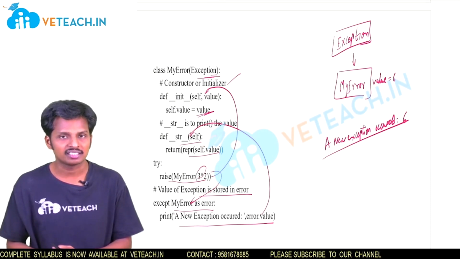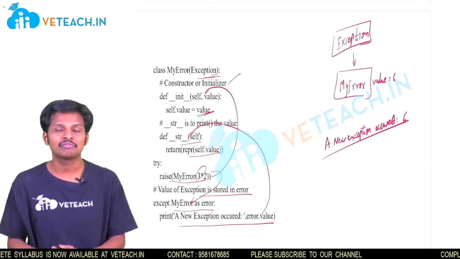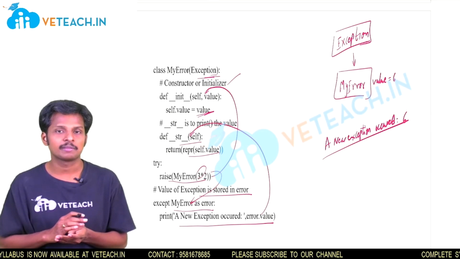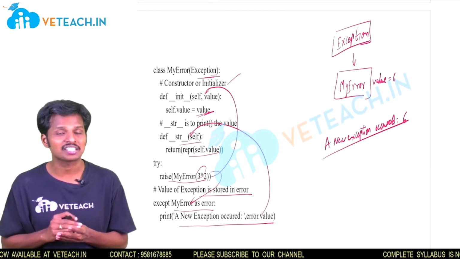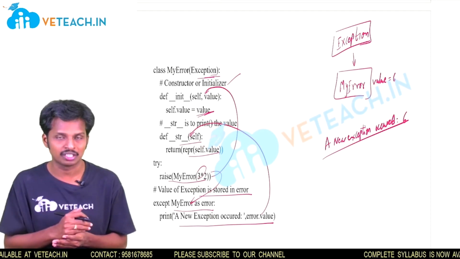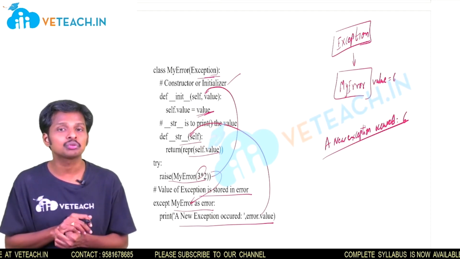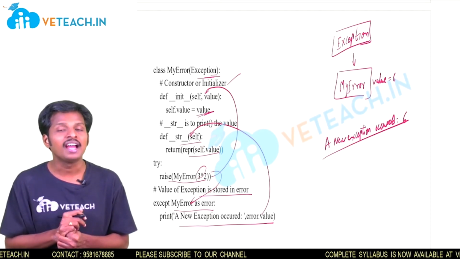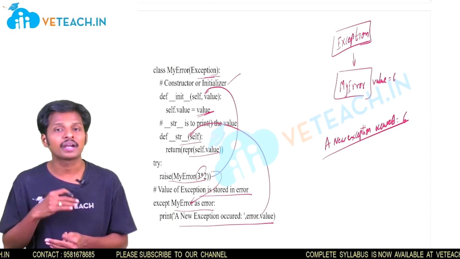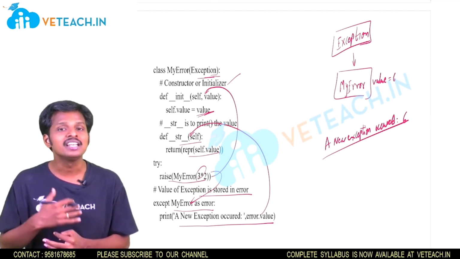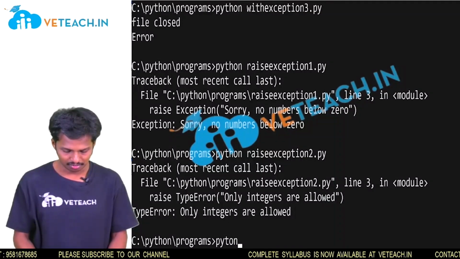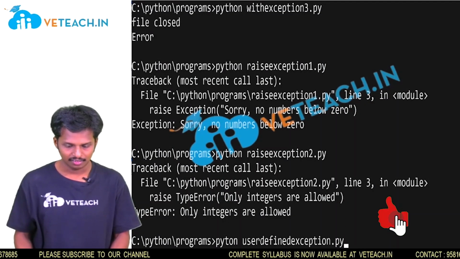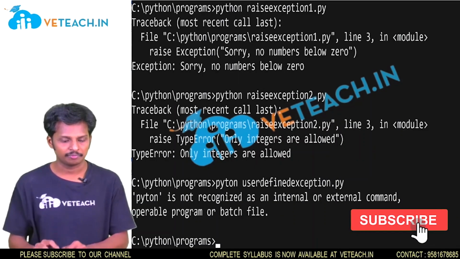So the two important things that we need to do when we write a user defined exception are: first, the new user defined exception should be a subclass of the predefined class Exception. And the second one is we need to write the definition of the __str__ method, to print the description of the object in string format. Let's see the execution of this program. python user_defined_exception.py.